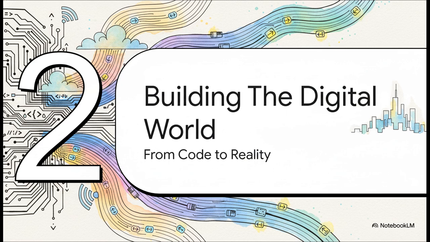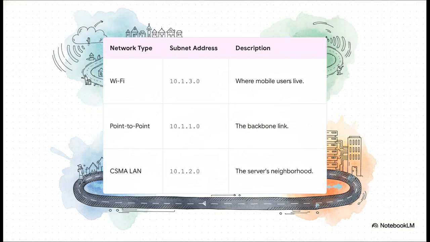So how does this map actually get built inside the simulation? Well, it all comes down to the code. The script defines three totally distinct network environments for our data packet to navigate. The code creates three separate subnets, and each one gets its own IP address range. It's really helpful to think of these like different neighborhoods. You have the bustling Wi-Fi neighborhood where the users are, the main backbone street that connects everything, and then the server's quiet business park. This kind of separation is exactly how real-world networks are designed for good organization and security.